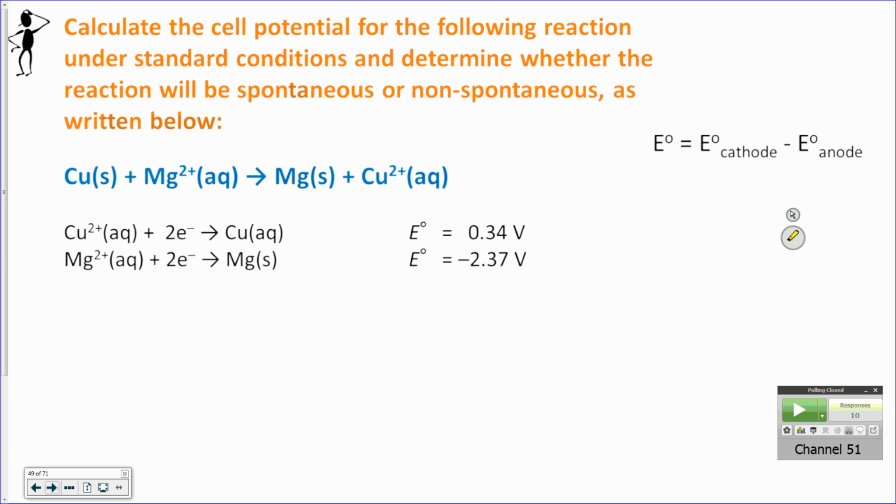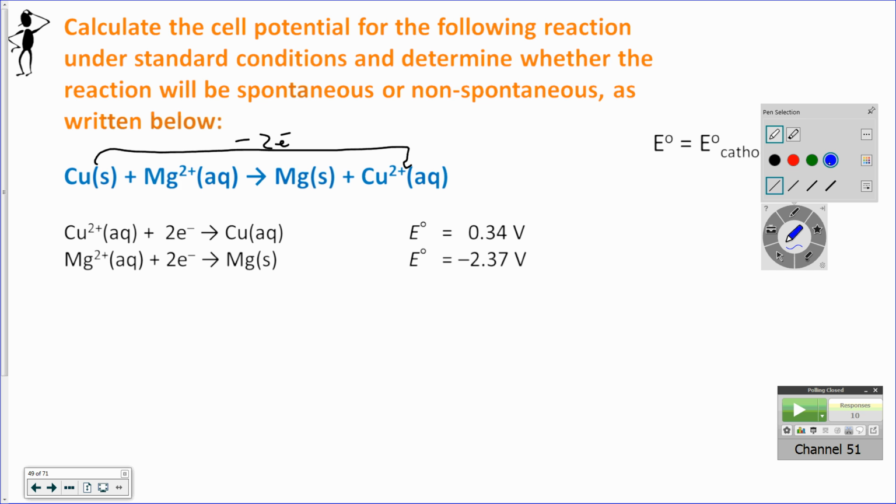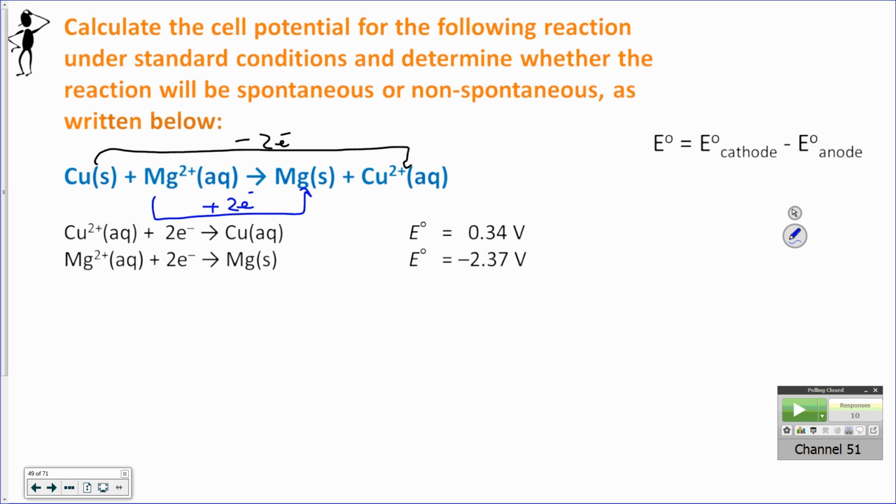So here's my reaction that occurs. Copper is being oxidized into copper 2+. So the copper is going to copper 2+ by losing 2 electrons. What's happening to the magnesium is that it's going from magnesium 2+ to magnesium solid, and it's picking up 2 electrons. Okay, so the one that's being reduced is the magnesium, so it's working as the cathode.